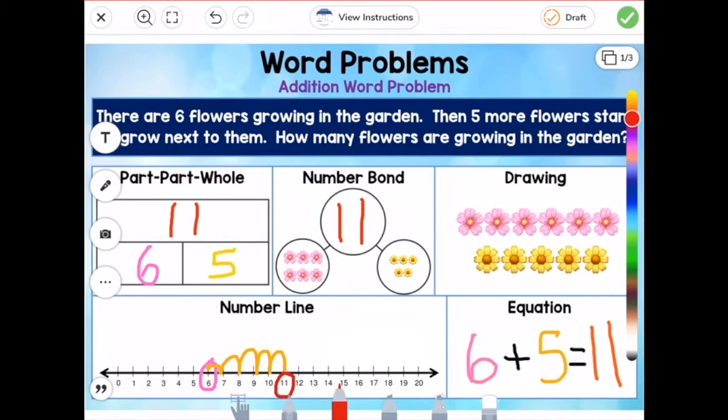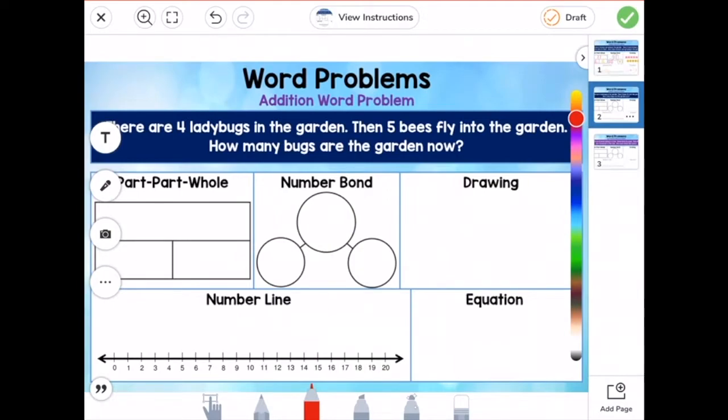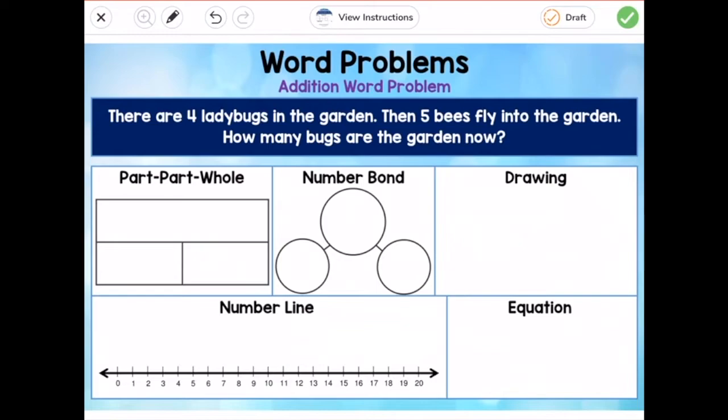You are going to do the same thing today, except when you do it, you're going to have different word problems. Your addition word problem says, there are 4 ladybugs in the garden. Then 5 bees fly into the garden. How many bugs are in the garden now?